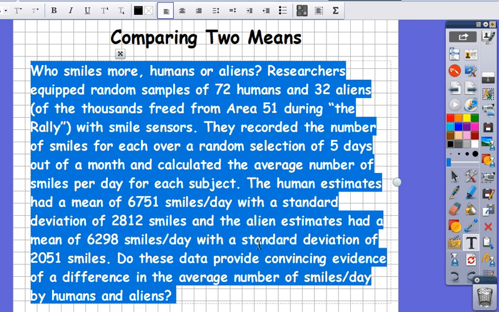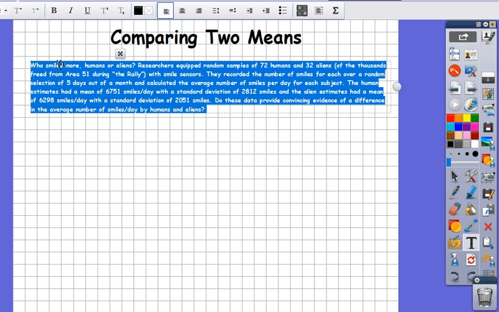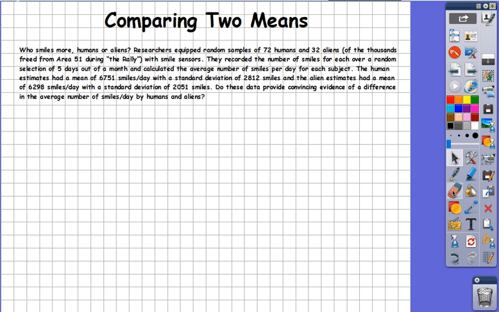So let's go ahead and shrink this up real quick. Make this just a mite bit smaller and out of our way. And let's go ahead and see what we've got to add first. Do these data provide convincing evidence of a difference? So we're going to do the difference of two means. Notice this is numeric data, so we're dealing with means and not proportions. So the first thing we want to do is define our two means.